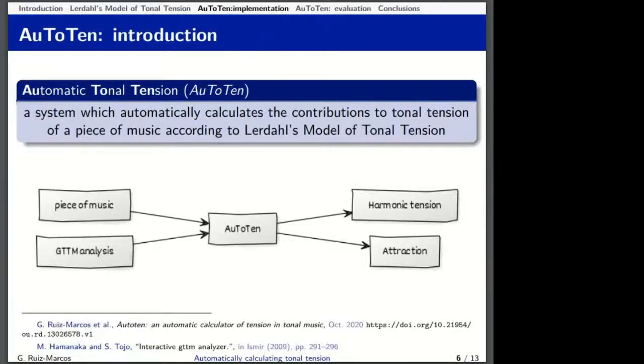As input, Auto10 needs to be fed with a piece of music, as well as with the outputs of its GTTM analysis, all these files in MusicXML format. In our project, all GTTM analysis files were calculated using the interactive GTTM analyzer developed by Hamanaka and colleagues, and which is publicly available. See the reference in the footnote for more detail. As output, Auto10 will produce the quantitative values of harmonic tension and attraction according to Lerdahl's model of tonal tension, like those we just saw in the previous slide.